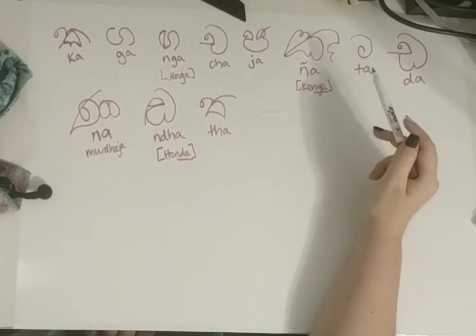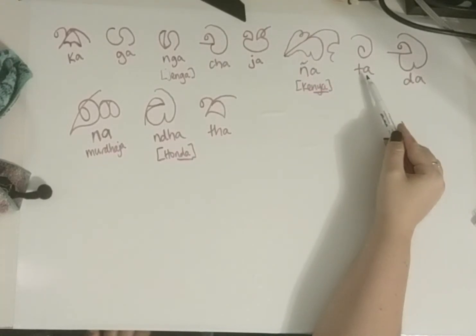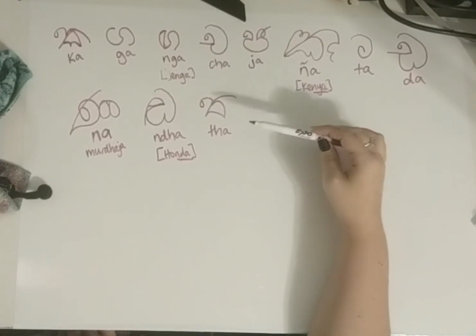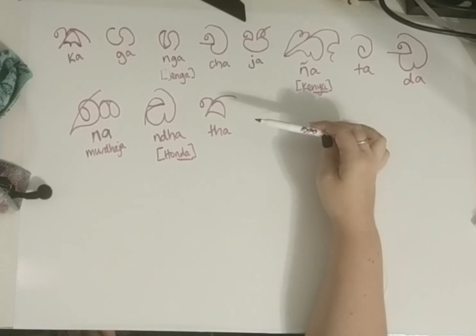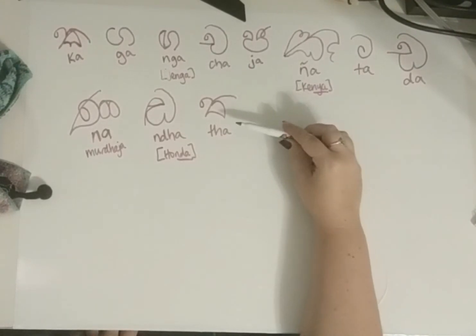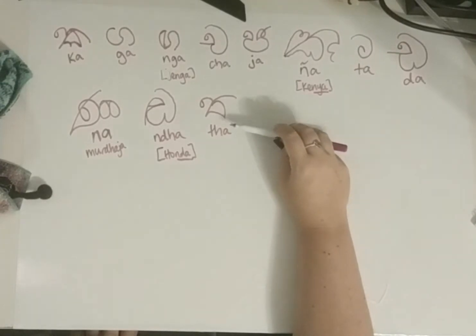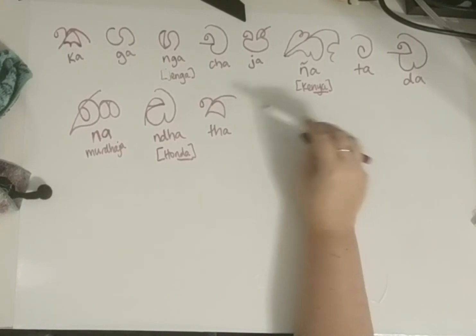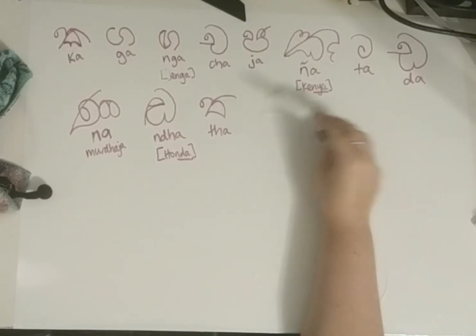I think the best way to describe it is like this is just a regular ta, like we would say in English. But for this, I would say put your teeth together, like you're showing off your teeth, like if you got braces and you're showing off your braces. Put your teeth together and say ta, ta. Put your teeth right on top of each other. Say ta, ta, ta, ta.